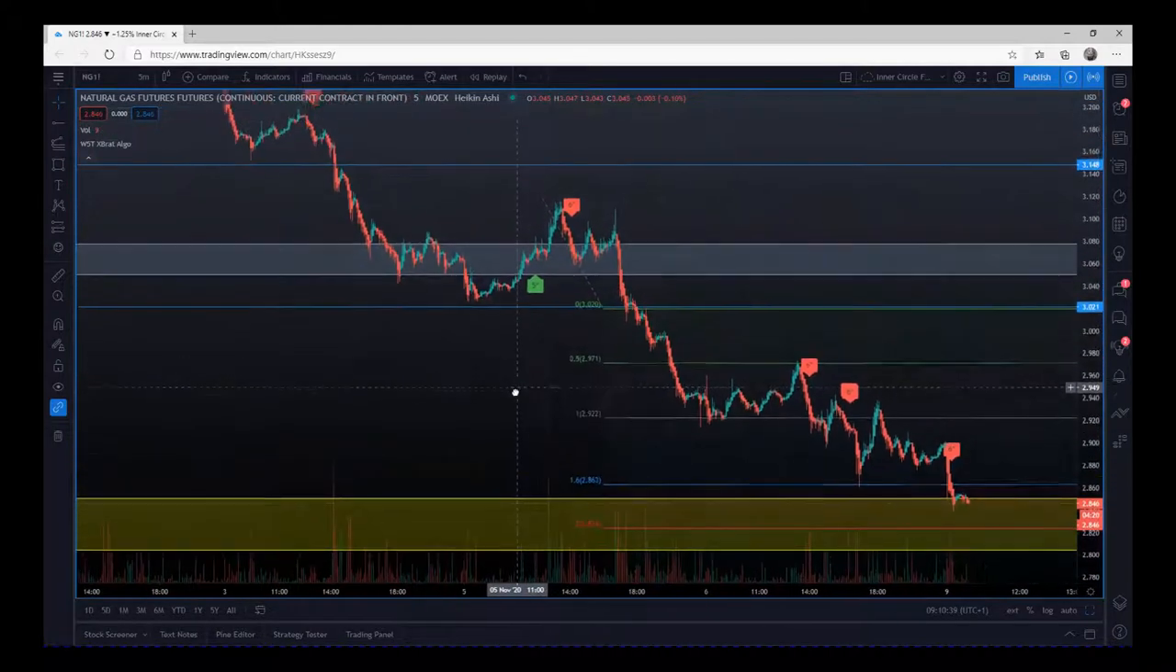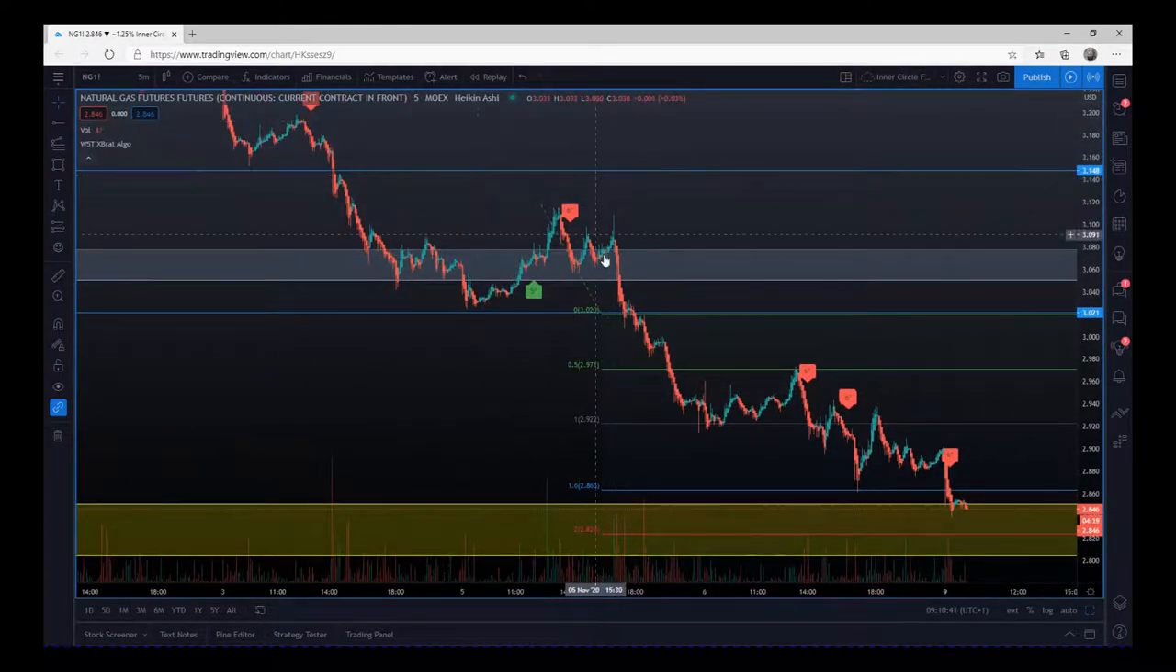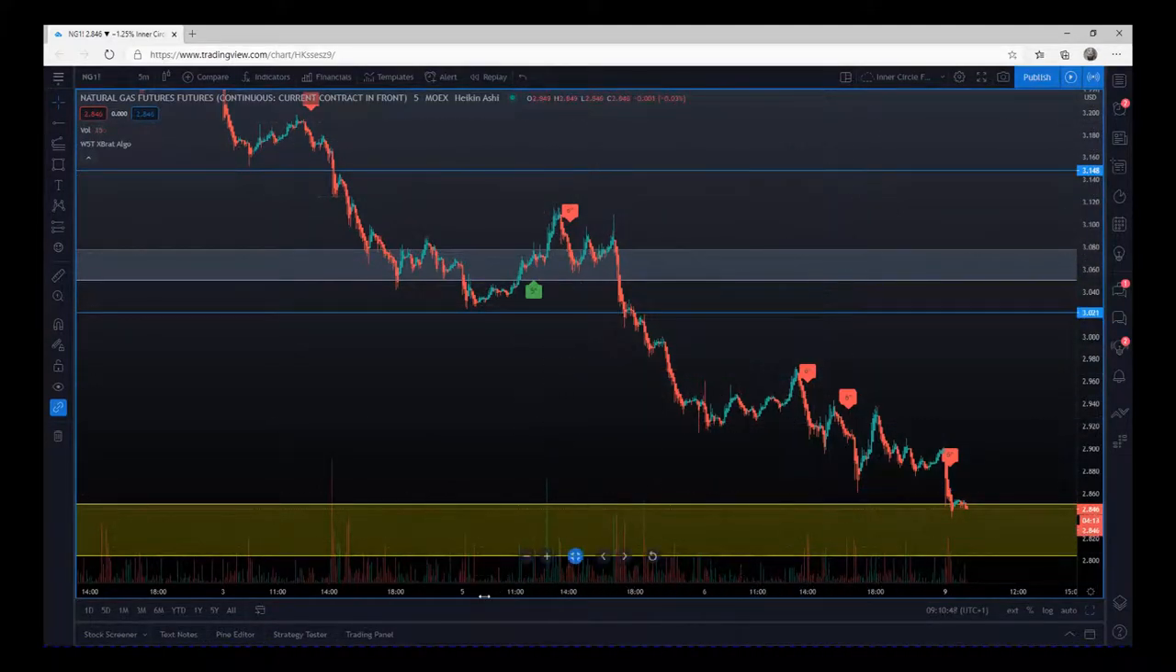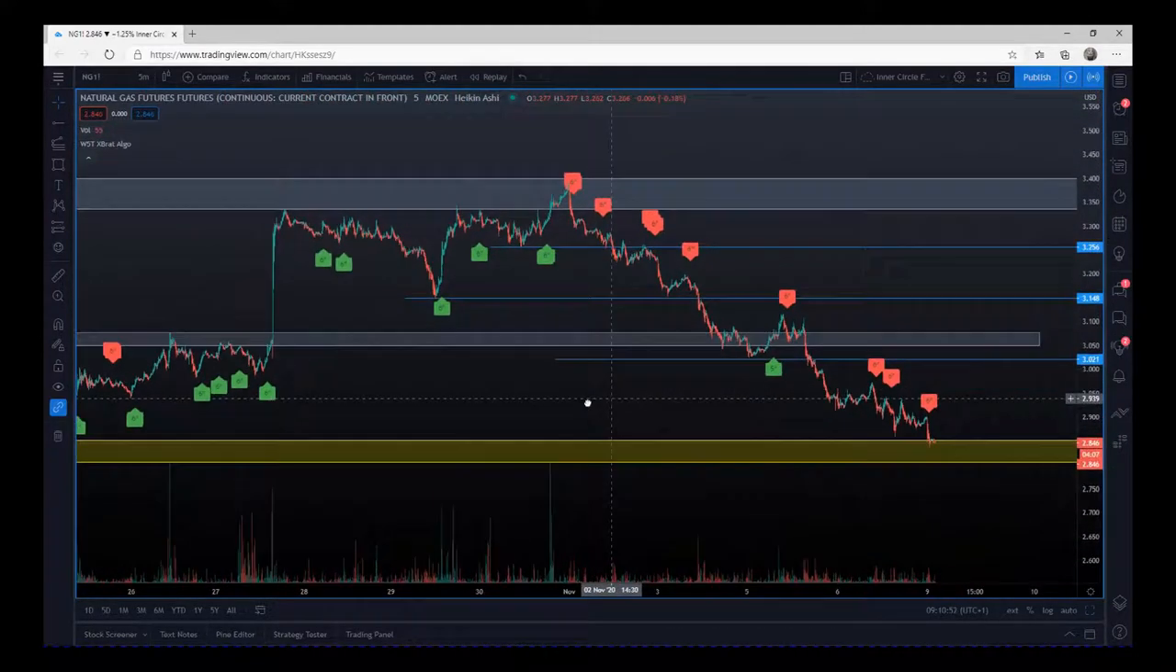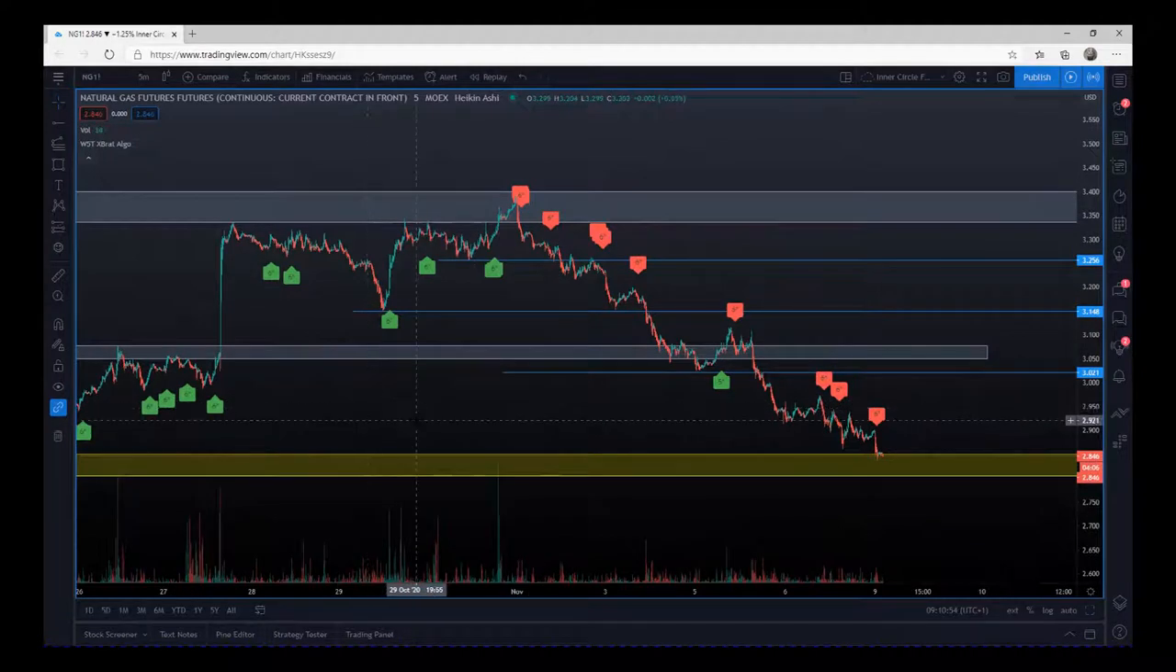So last week, all four trades on natural gas were really good trades because they had support and resistance zones. But what can we learn from last week? If we zoom out a little bit, we've got some short-term pivots that may come into play if we get a bounce off this major support and resistance zone.